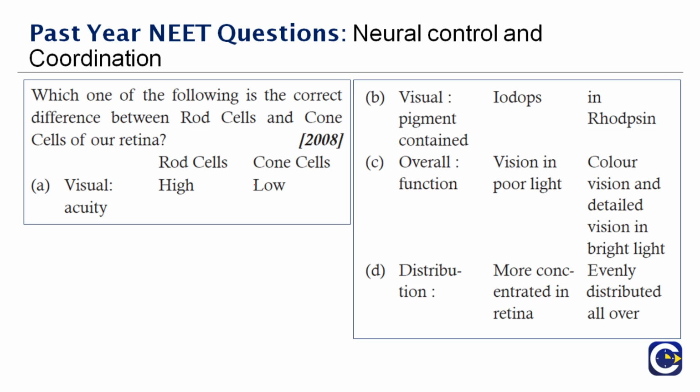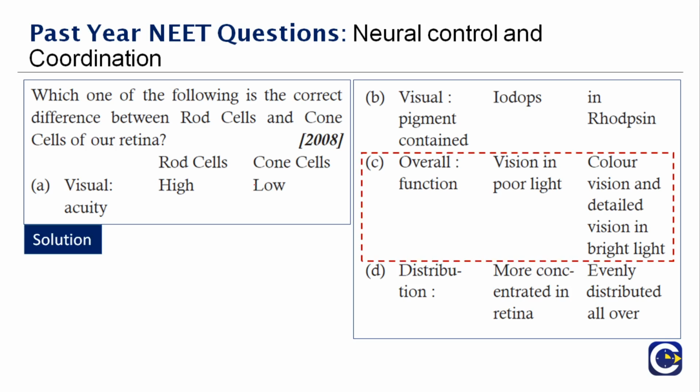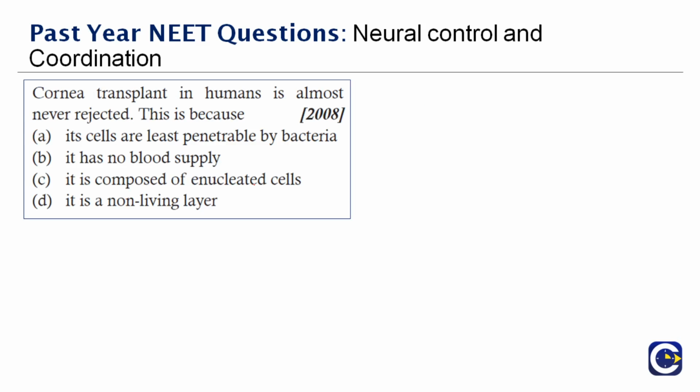Which one of the following is the correct difference between the rod cells and the cone cells? So overall function, the rod cells will be vision in poor light, and the color vision and the detailed vision of bright light will be associated with cone cells. Therefore the right answer is option C. Now let's move to the next question here.